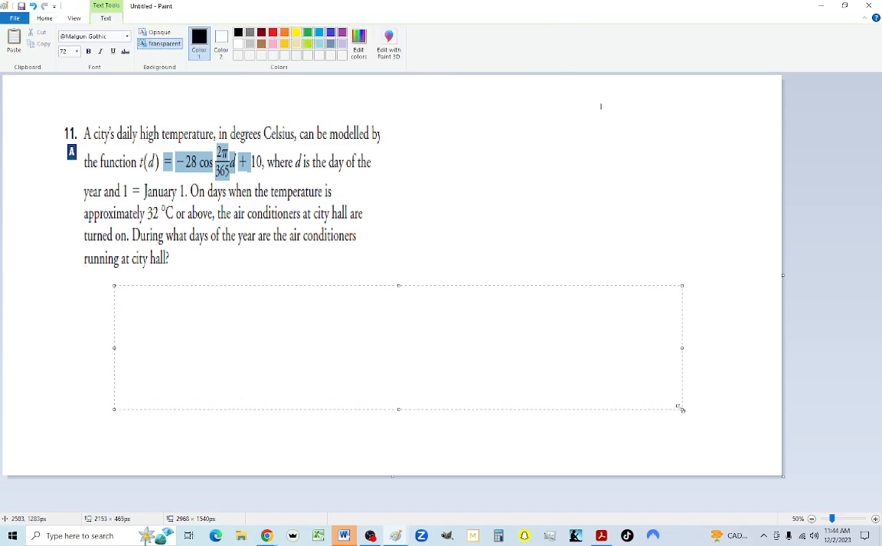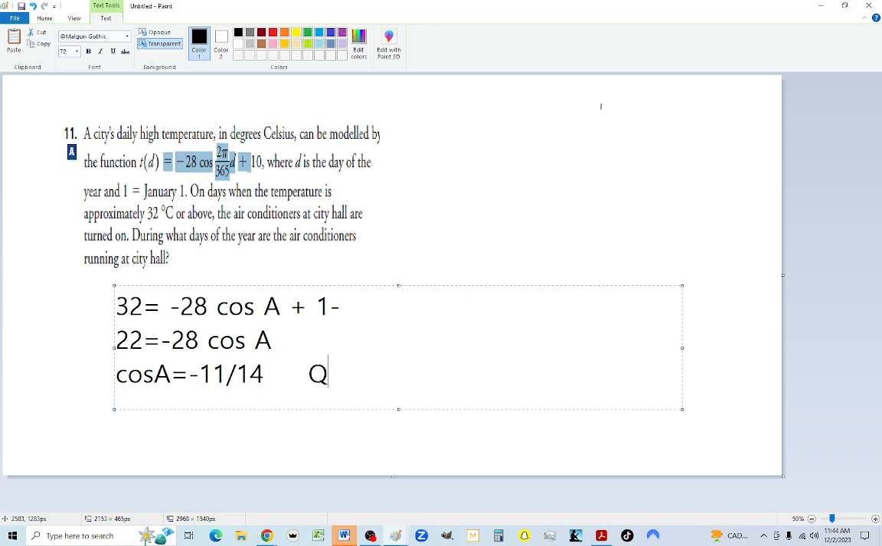We're going to say, when is 32 equal to minus 28 cos angle A plus 10? First of all, subtract 10. When is 22 equal to minus 28 cos A? Then when is cos A equal to minus 22 over 28, or minus 11 over 14? Well, it's negative in quadrants 2 and 3. Okay, so we have to figure out what angle this is, and we're going to work in radians. Maybe I didn't have to divide by pi, actually, now that I think about it. Stupid, yeah, I was already in radians.